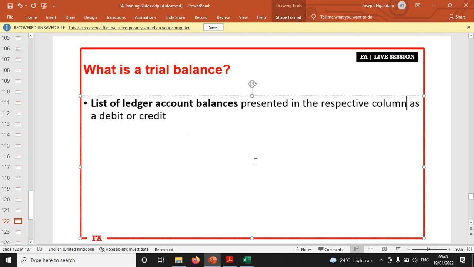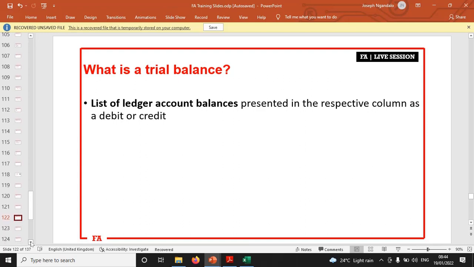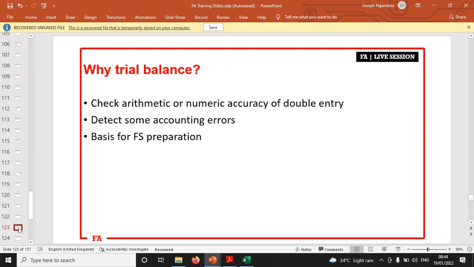I want us to be asking questions as we're progressing in our class. We don't want anyone to remain behind. So why the trial balance? Why do we prepare it? What's the purpose of the trial balance? Number one, to check the arithmetic or numeric accuracy of your double entry.